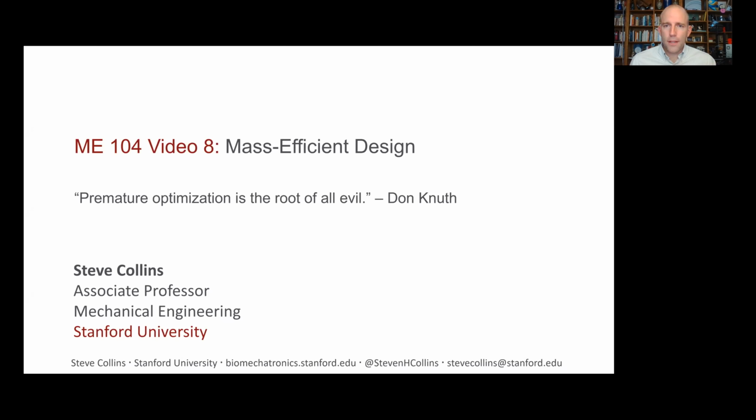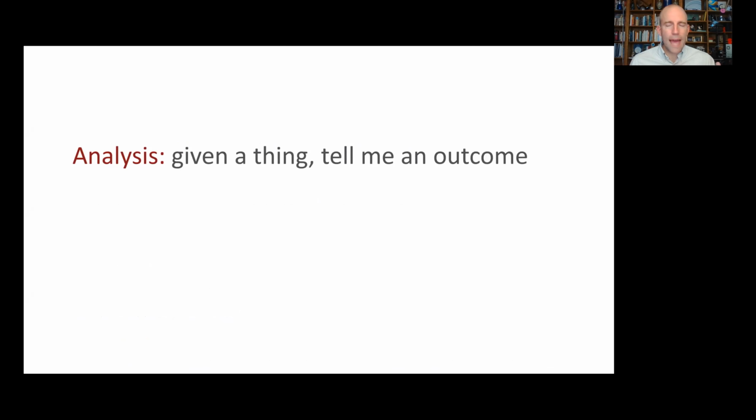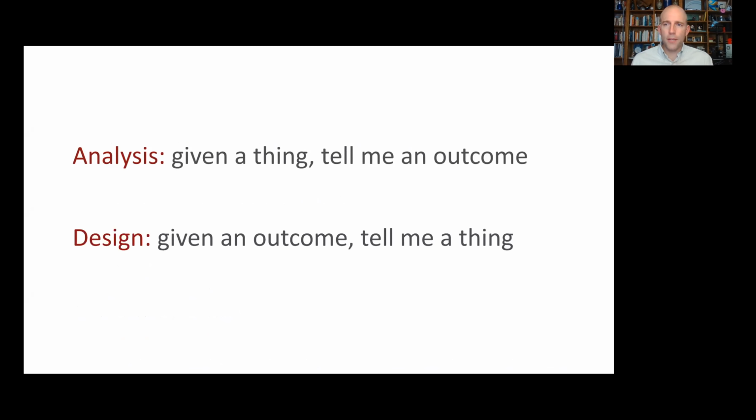So up to this point in the class, we've mostly discussed analysis. Given a thing like a candidate design, tell me an outcome like factor of safety with respect to a certain type of failure. In design, we're going to flip those. Given a desired outcome, like a factor of safety and minimum mass, tell me what thing would achieve it, like the geometry of a component.